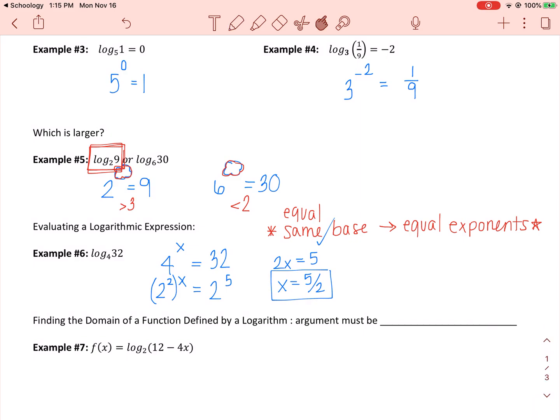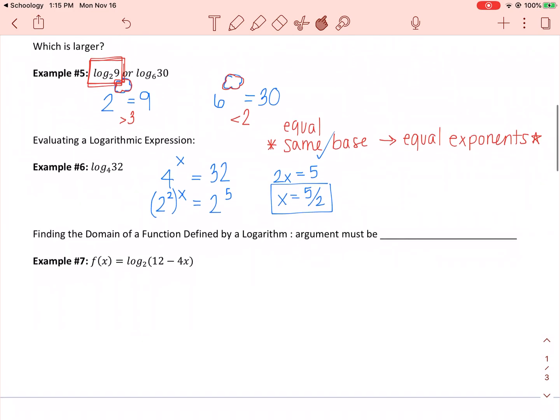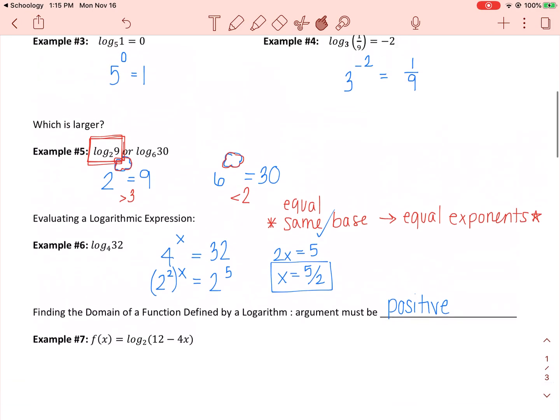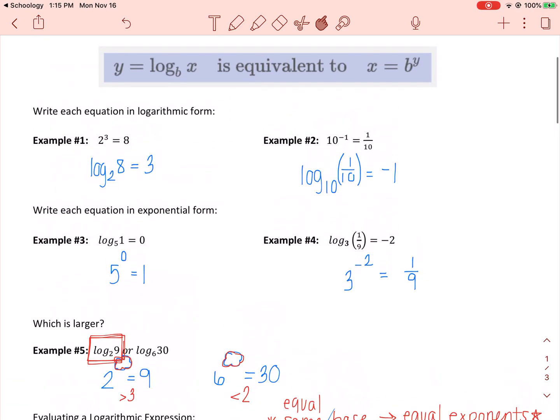Next, we're going to find the domain of a function defined by a logarithm. A super important fact is that the argument must be positive. Okay, now the argument, if we look back at the beginning, just so that we get the correct terminology, the x value is the argument.